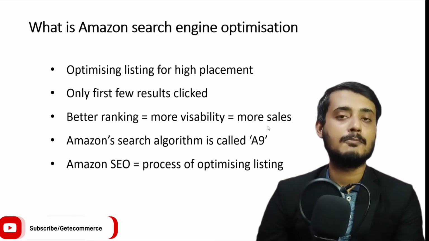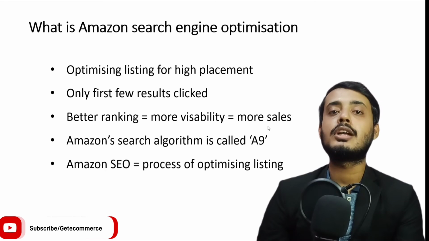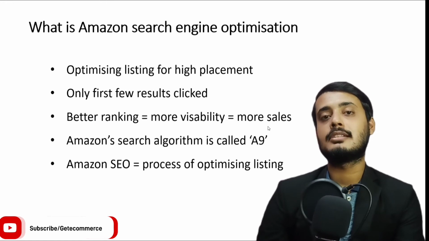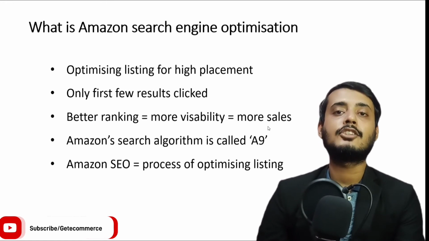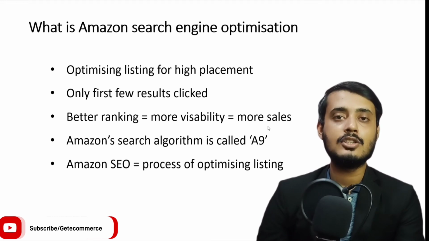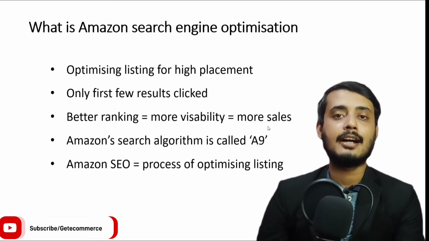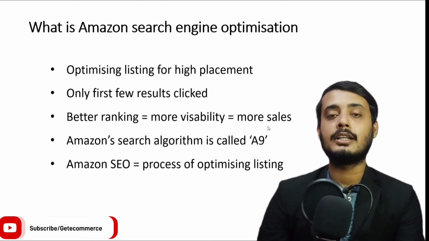And if you can achieve a better ranking in Amazon search, your product will get more visibility and you will get more sales. The Amazon search algorithm is called A9, with A9 being the shorthand for the algorithm. Amazon search engine optimization, or SEO, is the process of optimizing listings in terms of the content and also other factors like product reviews, to ensure that your listing ranks highly in the search results for particular key phrases.